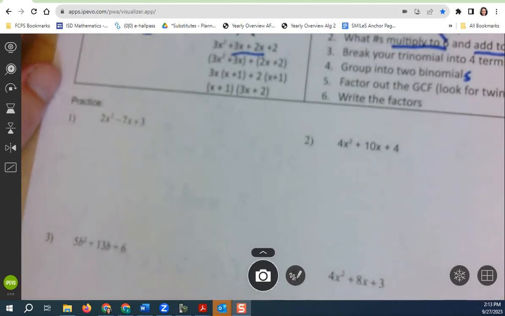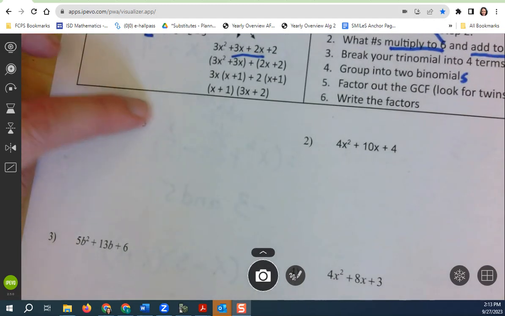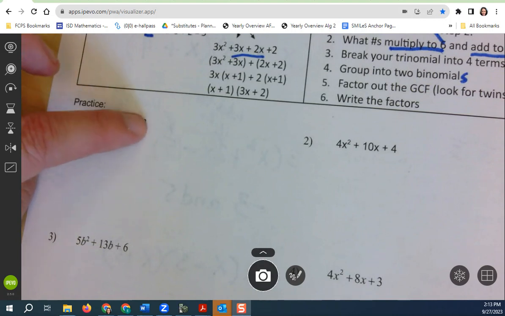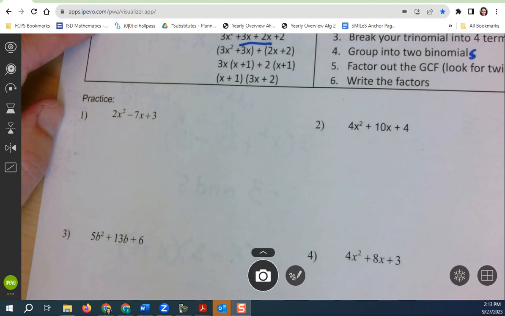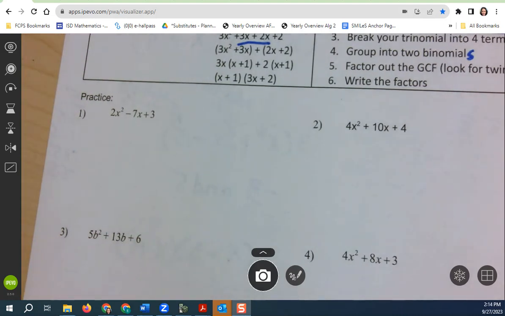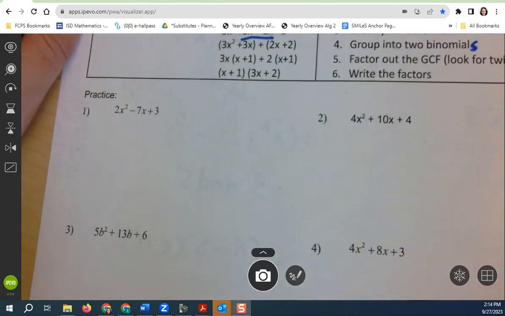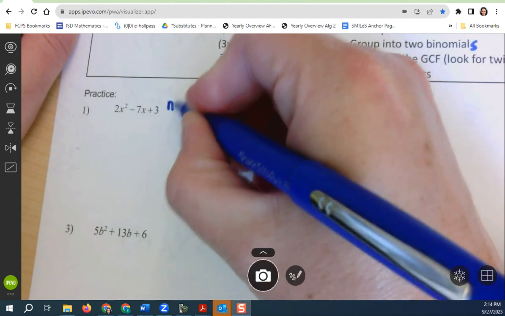Are you ready? First thing, is there any common factor between 2, 7, and 3? 2, 7, and 3. Sonia says no. Brenda says no. You guys agree? What's that? Did you say 1? Yeah, 1 is always going to be a common factor, but there's not much we can do with that. So thanks for pointing that out. I appreciate it. So we're not going to take out any GCF.